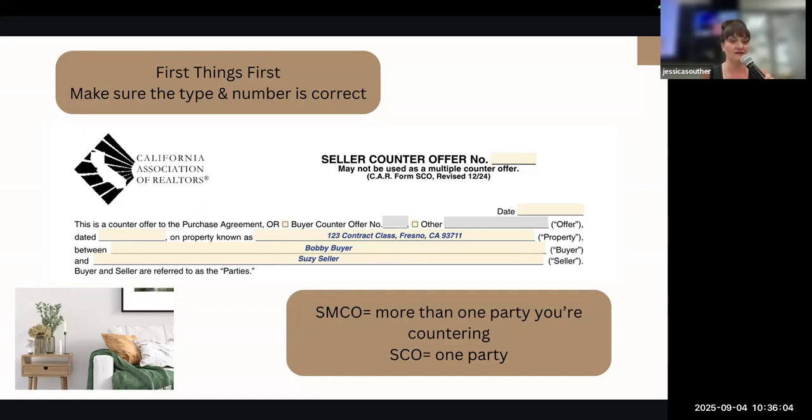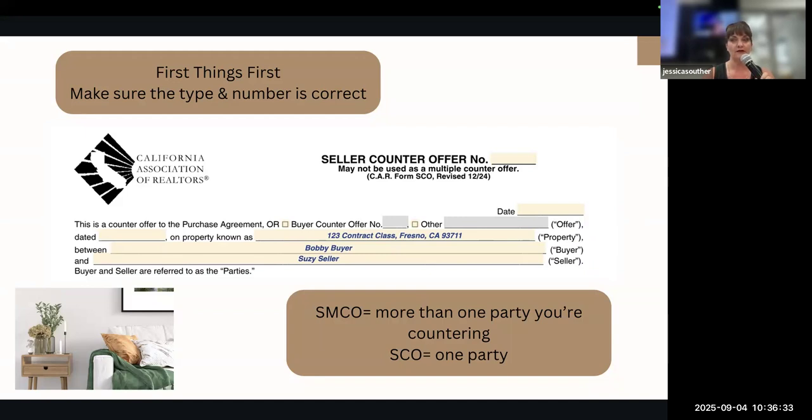top left-hand side. If it's a buyer counteroffer, and this is going to be seller counter number 2, you're going to put the date that that buyer counter offer was created, not when it was signed, when it was created. So it would be that date up here on the buyer counter offer. Okay, and then obviously you're going to have the address and the buyer and the seller's names. Okay, any questions on when to use a seller multiple counter or a regular counter offer?